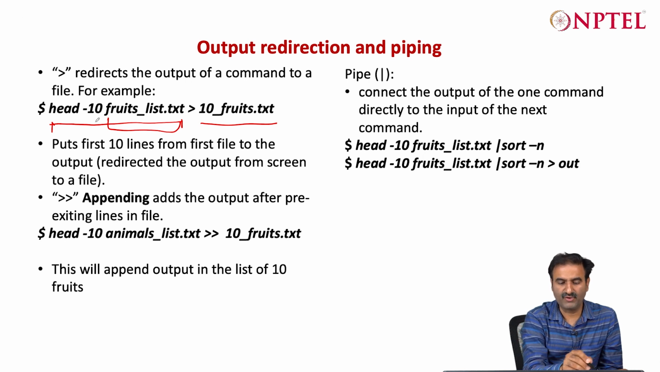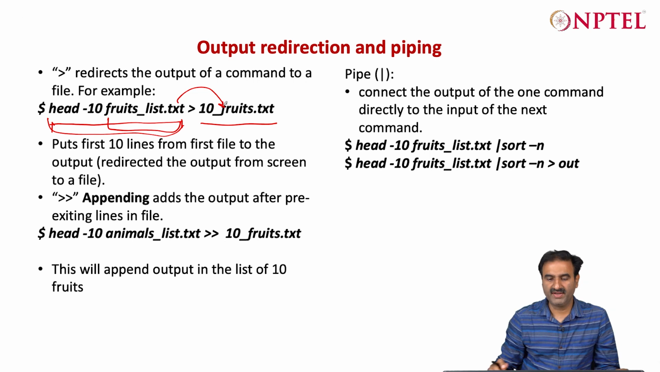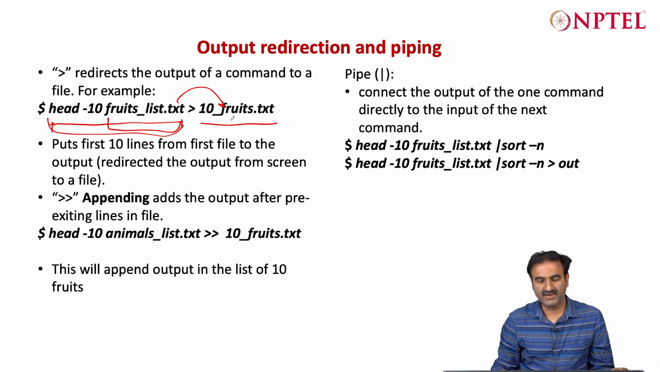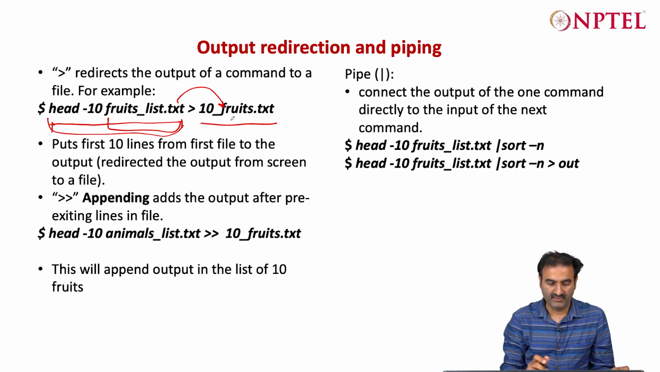So whatever is the output of this part will be stored here. The 10 lines that you saw in the terminal are now saved in this file, 10_fruits.txt. So basically you are putting the outcome of something into this file.